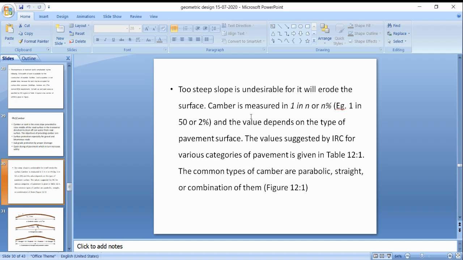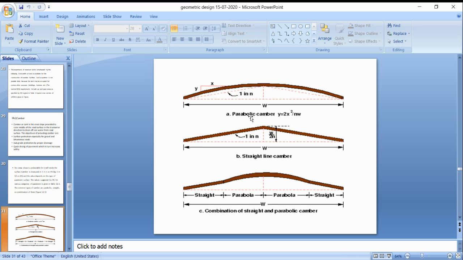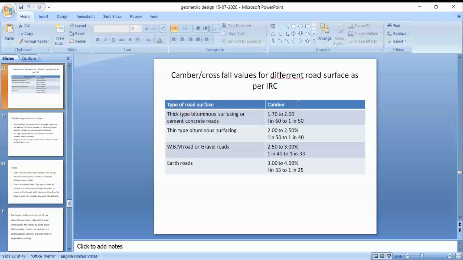I mean to say 1 in 1000. So N is a percentage, okay, and the value depends upon the type of pavement. So as per the IRC, camber specifications are given.